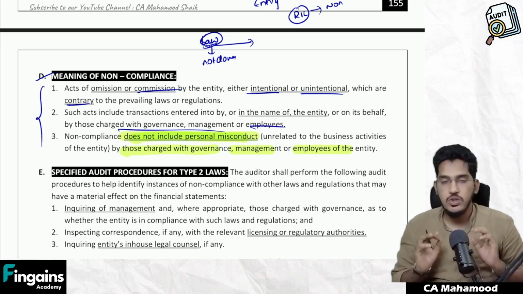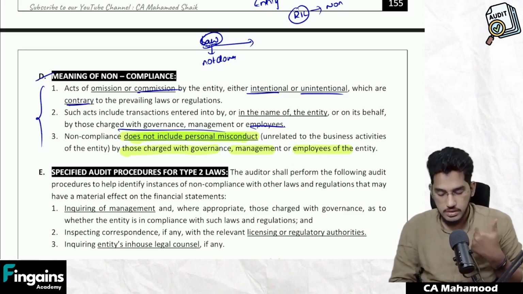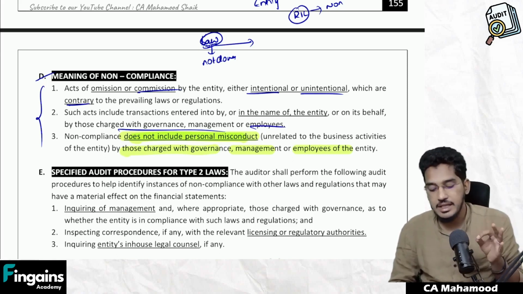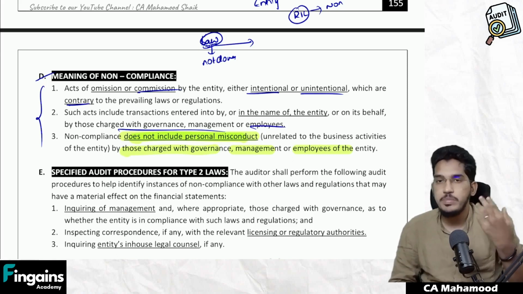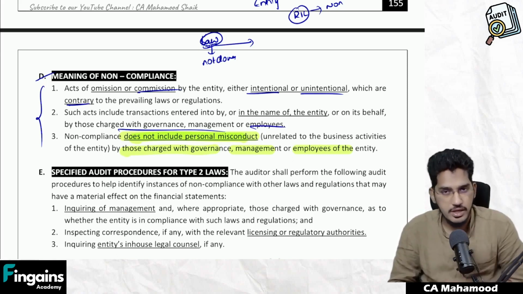Come on guys, repeat what is the meaning of non-compliance. Definition, very important. They might ask you for it as part of a question for 2 marks. So non-compliance means an act of omission or commission, either intentionally or unintentionally, which is against or contrary to prevailing laws and regulations.